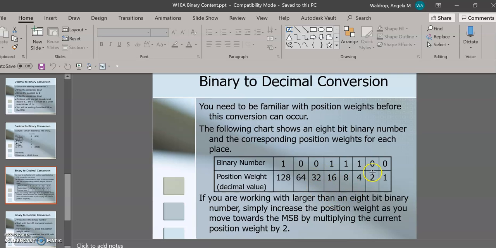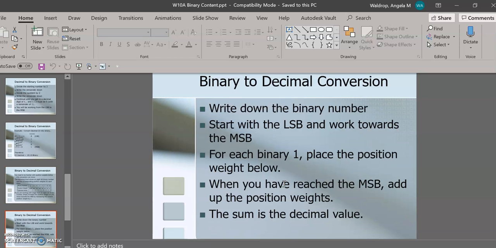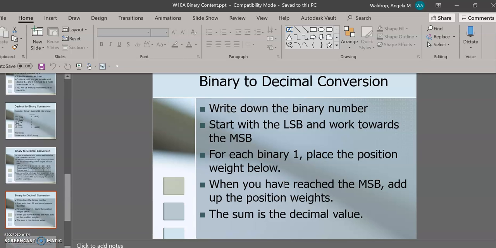So we just need to make sure that we write the binary number at the top, and then we start from the right and go to the left. 2 to the 0 power, 2 to the 1 power, 2 to the 2 power, 2 to the 3 power, and so on until we fill in all our numbers below, okay? And this is a typed up explanation of what we just went over.